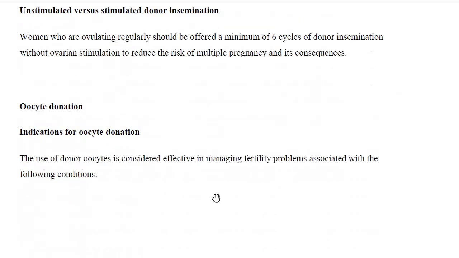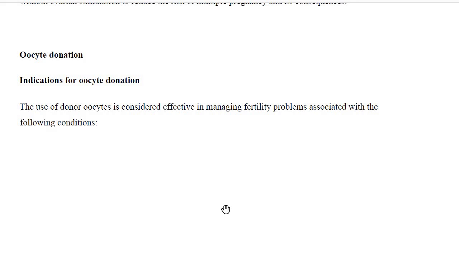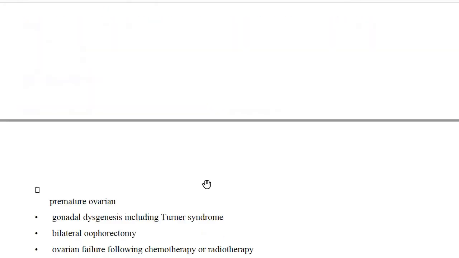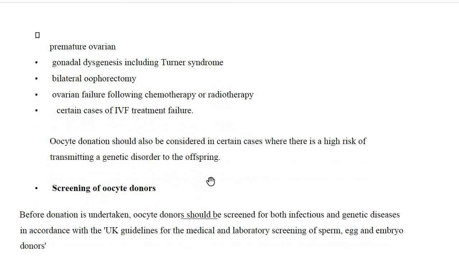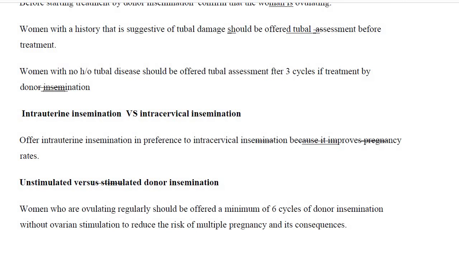Oocyte donation: in which conditions can you donate the eggs? The use of donor oocytes is considered effective in managing fertility problems associated with the following conditions, like premature ovarian failure.